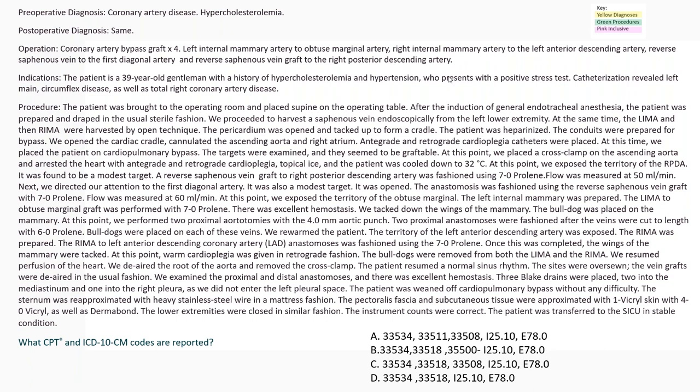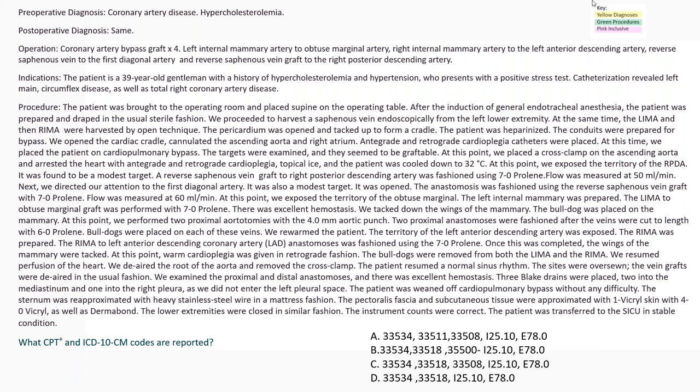At this point, we performed two proximal aortotomies with the 4.0 millimeter aortic punch. Two proximal anastomoses were fashioned after the veins were cut to length with 6-0 Prolene. Bulldogs were placed on each of these veins. We rewarmed the patient. The territory of the left anterior descending artery was exposed. The RIMA was prepared. The RIMA to left anterior descending coronary artery, LAD, anastomosis was fashioned using the 7-0 Prolene. Once this was completed, the wings of the mammary were tacked. At this point, warm cardioplegia was given in retrograde fashion. The bulldogs were removed from both the LIMA and the RIMA. We resumed the perfusion of the heart.